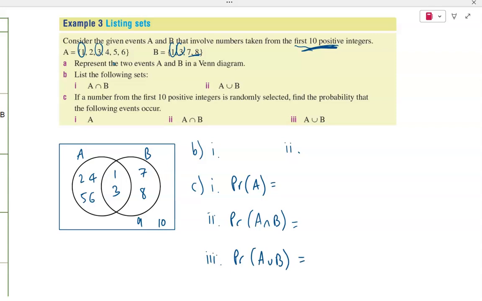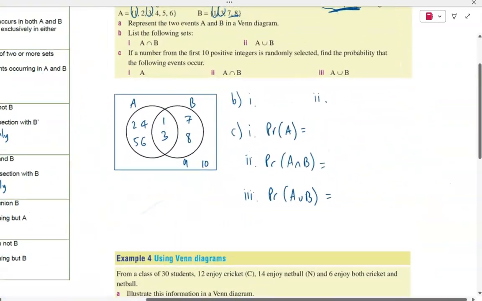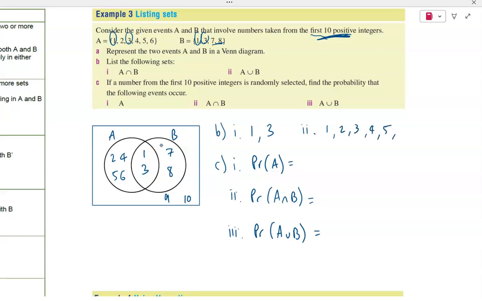More commonly, there's just one number inside a Venn diagram, like we saw here. Sometimes you are asked to list sets. Now, based on that, it says list the following sets, A and B. We're talking about here, with this notation, the intersection. So for that, it's just 1 and 3. A or B, so in the union, so in either circle A or B, including the intersection, it's the first 8 numbers. All right, so 1, 2, 3, 4, 5, 6, 7, and 8.